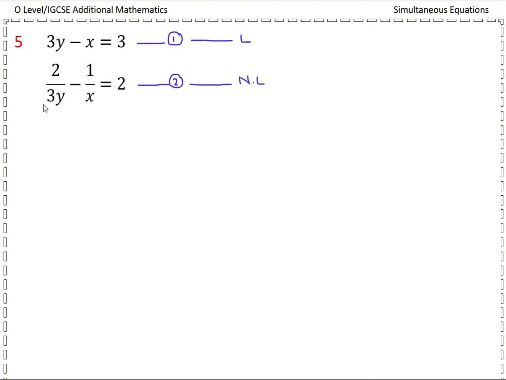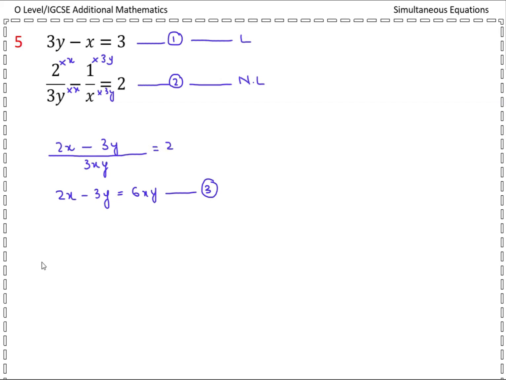First of all, we will simplify this non-linear equation by making the denominators same. We'll multiply this denominator by x, so we will multiply the numerator also by x. We will multiply this denominator by 3y, so we will multiply this as well by 3y. So we have here common denominator 3xy. Here we have 2x minus 3y is equal to 2. Then we will do cross multiplication. 2x minus 3y is equal to 6xy. This is equation 3.